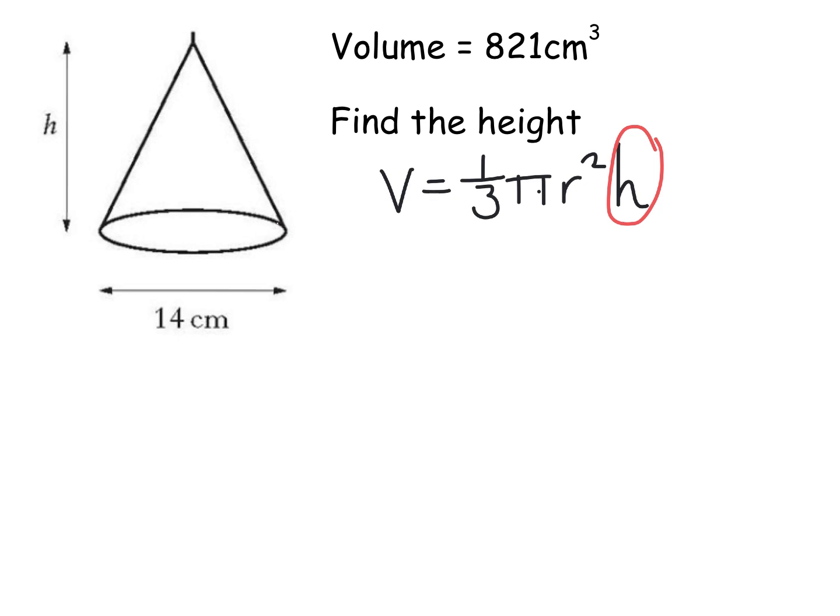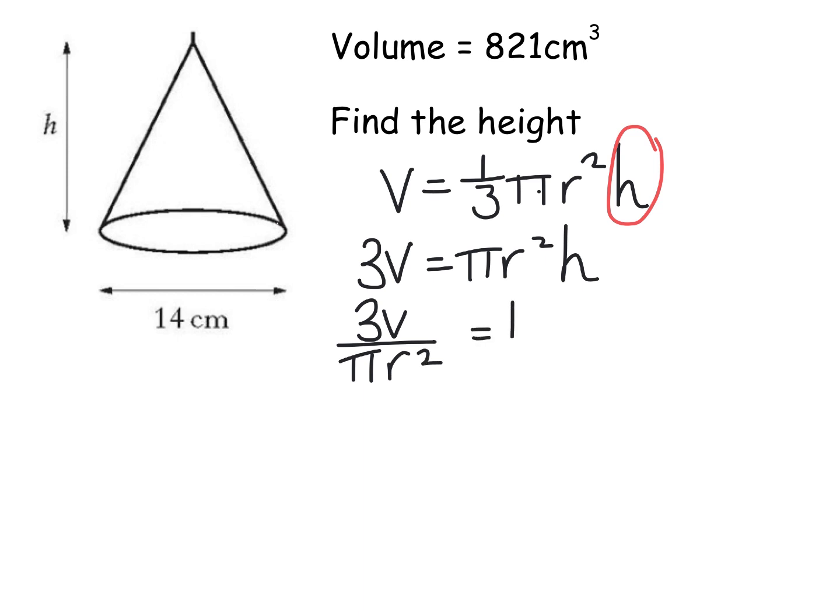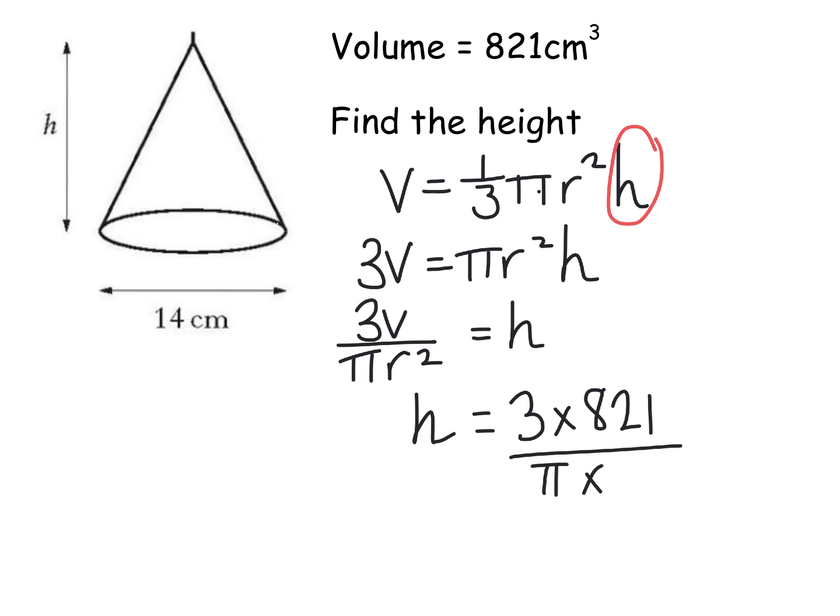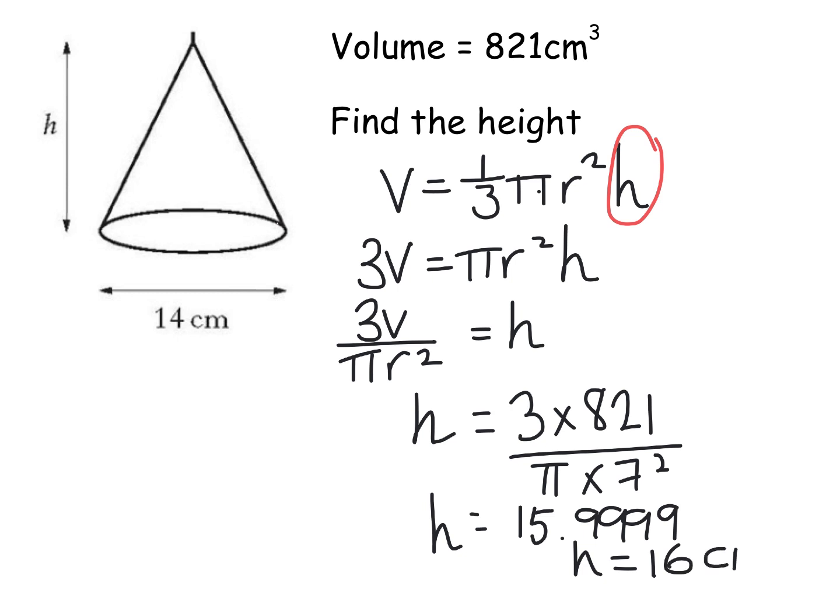Opposite of a third is timesing by 3, so we have 3 times our volume equals pi r squared h. We then need to deal with the times by pi r squared h, so we can move that as one term. So 3v over pi r squared equals h. And at that point, we can just plug in our numbers, so I'm just going to reverse it. So my height is 3 times 821, because that's my volume, all over pi times, now my diameter is 14, so my radius is 7. And if you type that in, you get 15.9999999. So I think that's safe to say that my height was 16 centimetres.